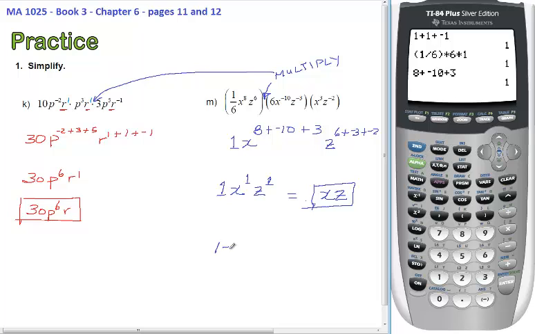Now if you want to leave it as 1xz, that's perfectly correct. If you want to say 1x to the 1, z to the 1, that's also correct. But the simplest form, remember that's what you're asked to do, simplify, which means simplest form possible. I think this would be what we would call the simplest form possible. So the answer is just xz.